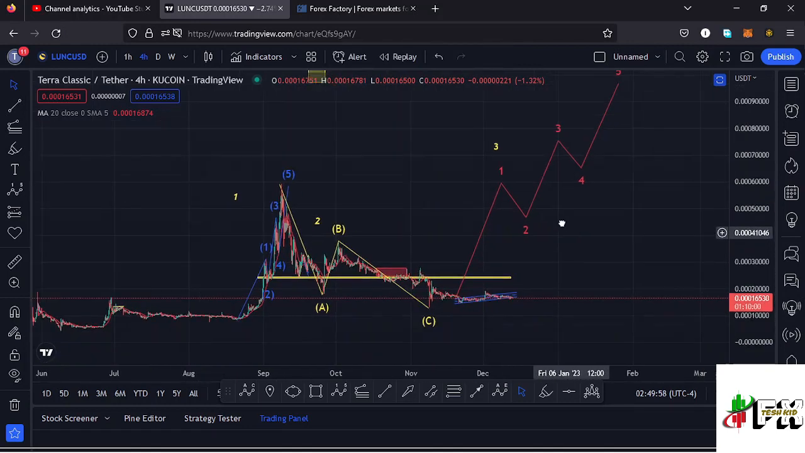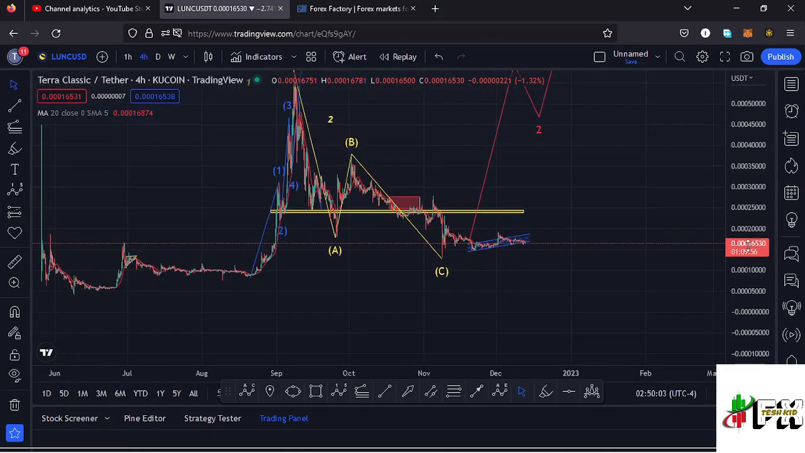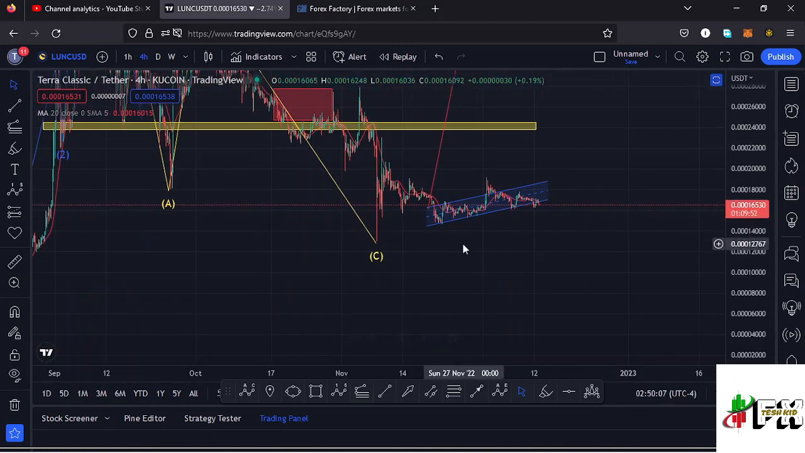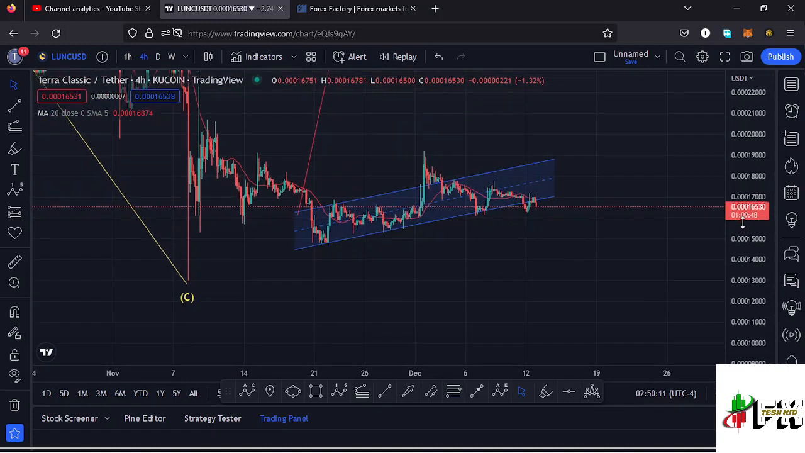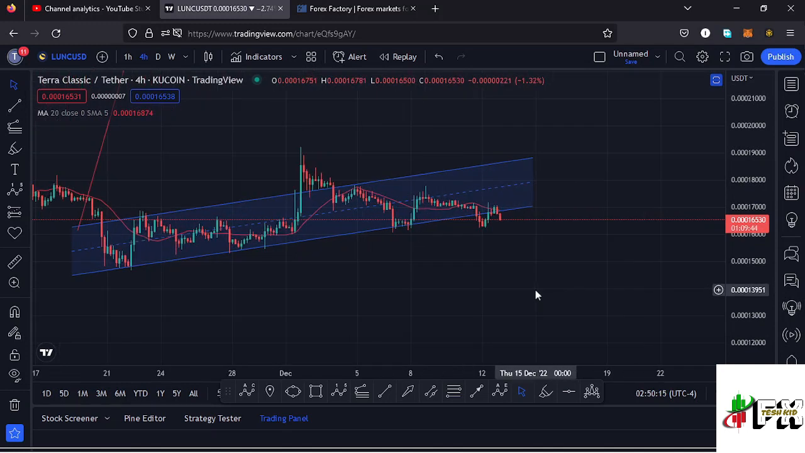And for the short term scenarios, I'll be basing my analysis on a chart pattern that is in formation over here, and that chart pattern is a channel which is right here, which is an ascending channel, and you can see we have managed to break out of the channel to the lower side, and that happened after losing the 20-day MA, which was acting as support right here.